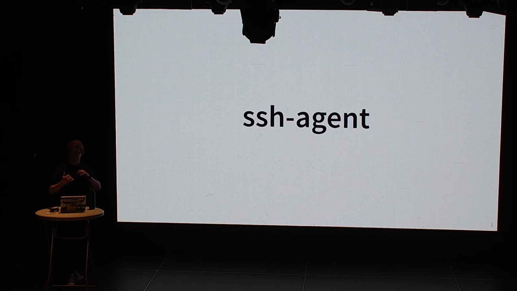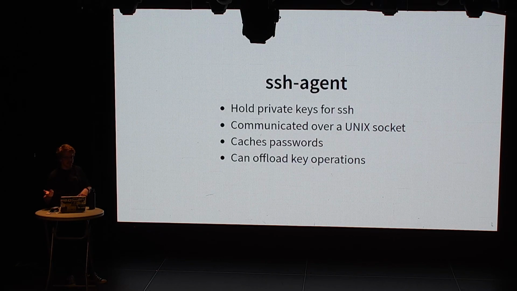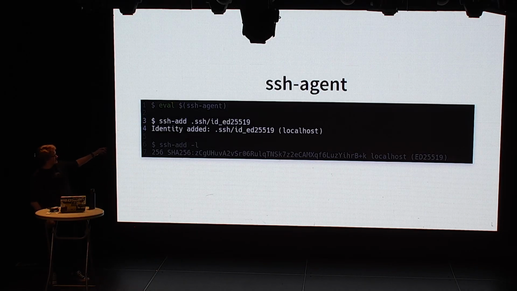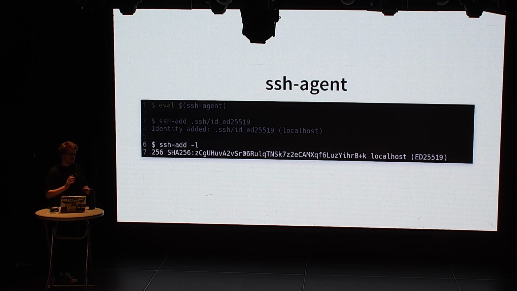The SSH agent is some daemon that allows us to hold private keys for SSH. It communicates over a Unix socket, and it helps you to do things like caching the password or caching the PIN. You can also use it to offload key operations. So the cool thing with SSH is that if you add a key to the agent, and then you list it, it means that the agent is aware of the key.